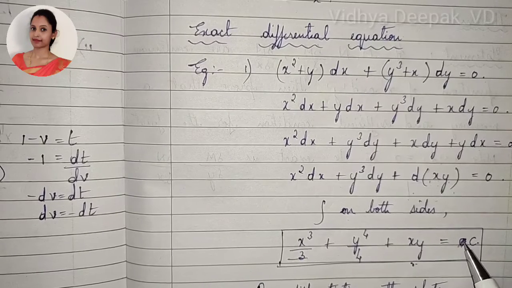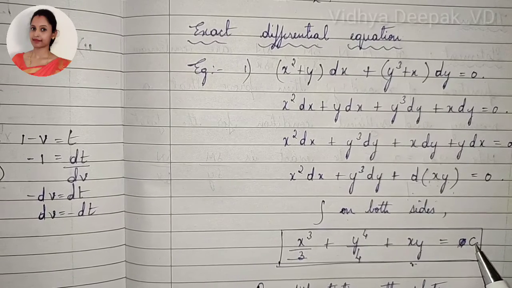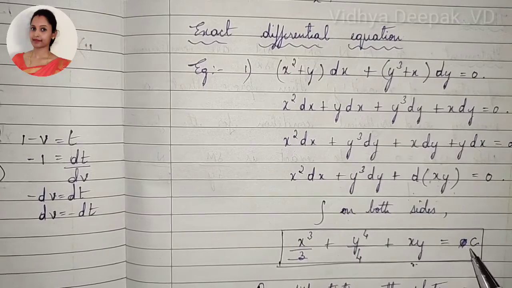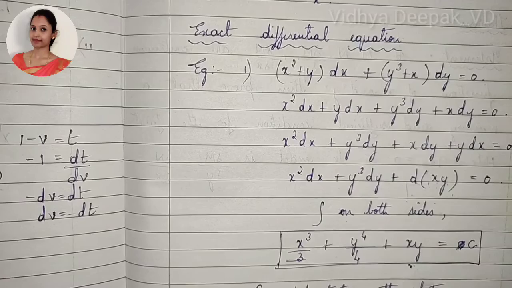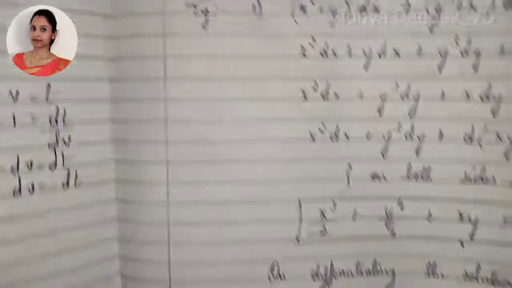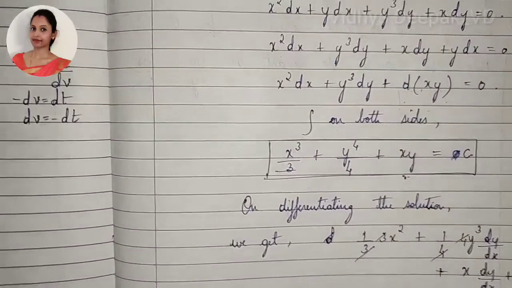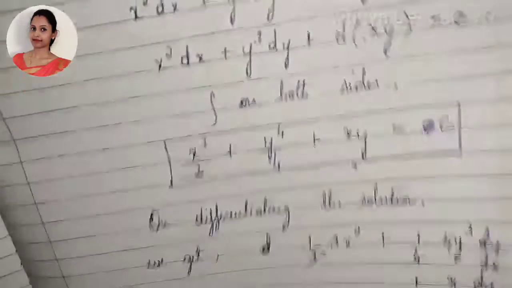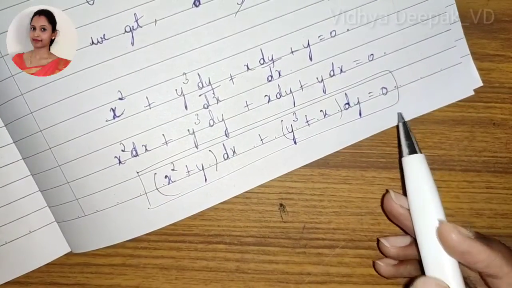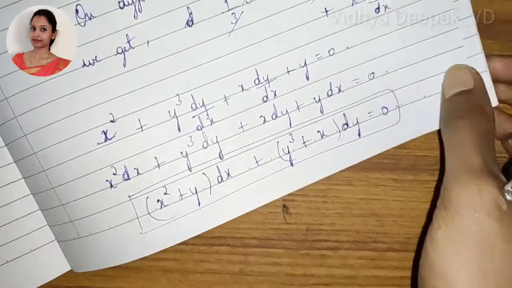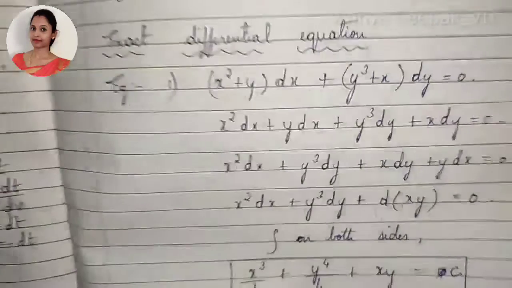Earlier we wrote that this was equal to 0. That's wrong, please do correct this. This is equal to the integration constant c. We forgot to put the integration constant, right? So this function, if I differentiate, I'll get back the equation. This is what is called an exact differential equation, that we wrote in the note.